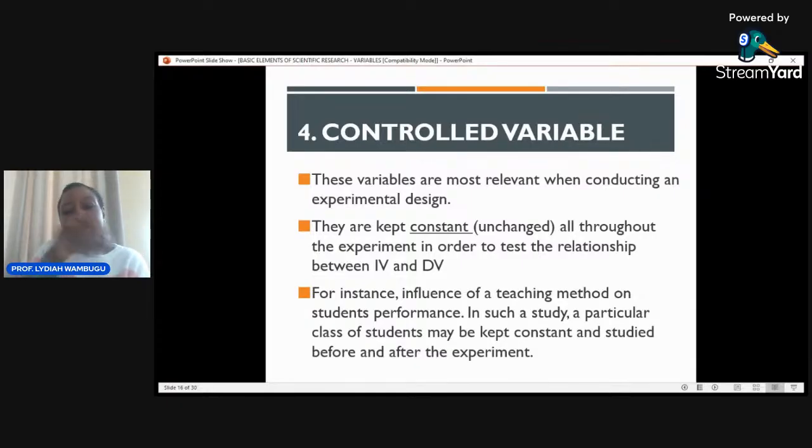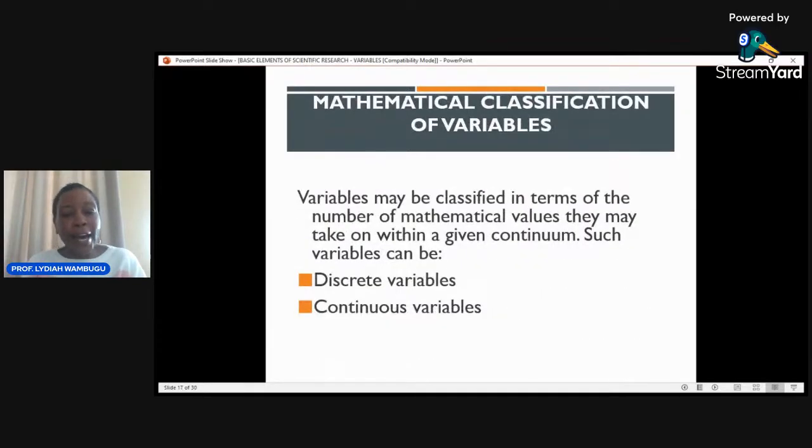You did not change the students. You used the same students before and after in that experiment. You taught them before using the old method, and you use the same class with the new one so that you can measure the performance. And that is it, before I check whether there is any question.